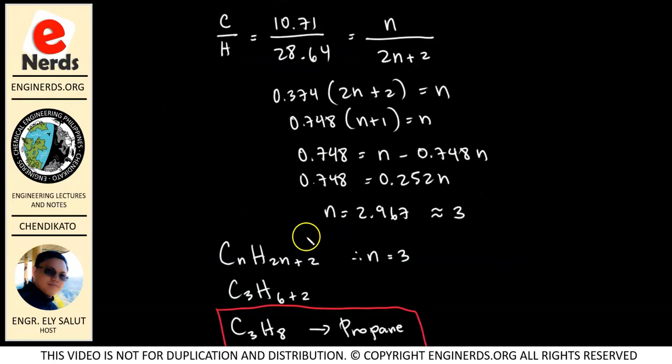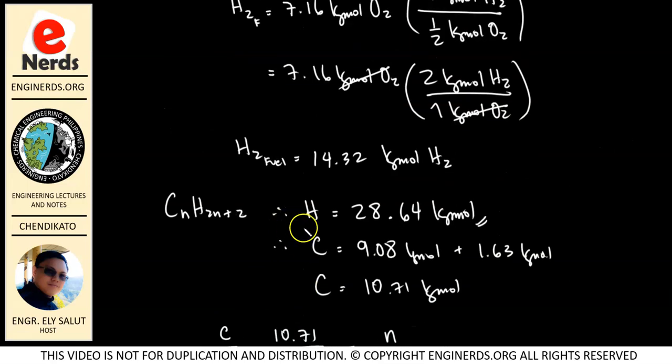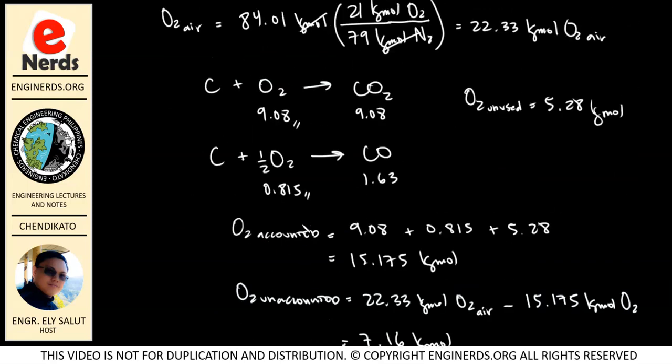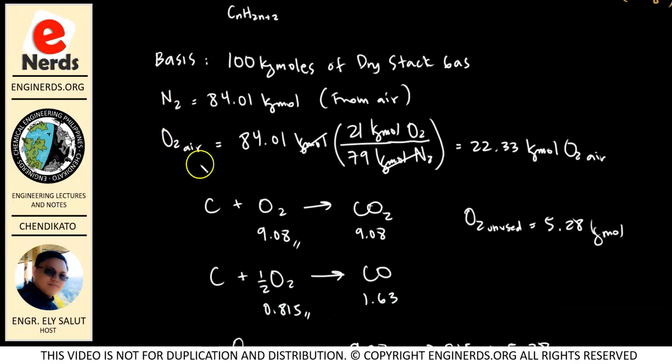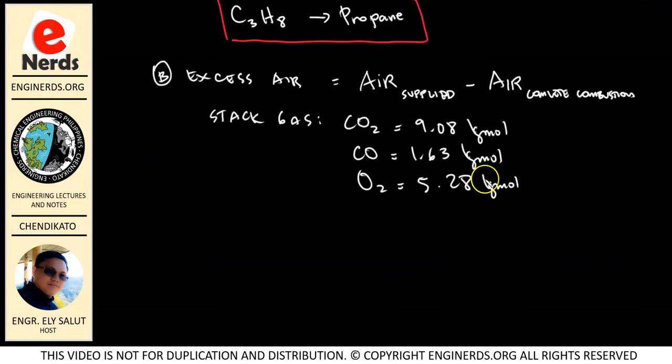And we should not forget kung gaano karaming air meron tayo supplied. Here we have O2 supplied. Let me write this. Our O2 supplied, or O2 from air, is equal to 22.33 kilogram mole of O2. Yan yung ating O2 from air. So sabi natin, kailangan natin is yung O2 coming from air minus yung O2 which is used for complete combustion.